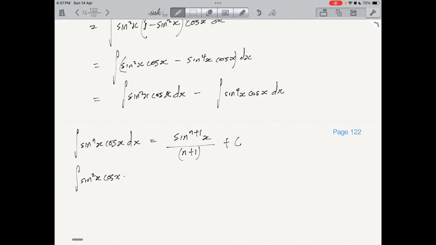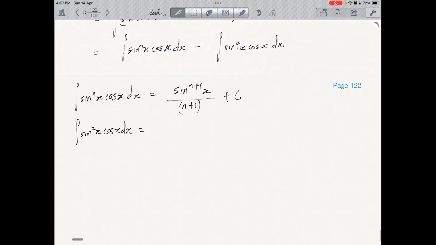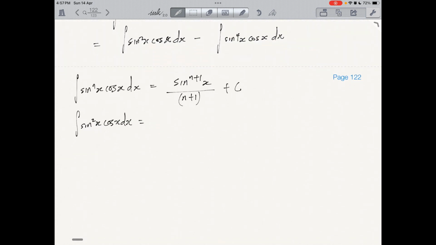Now in this case, we realize that our n is equal to what? 2. And if our n is equal to 2, then our answer will just be sine 2 plus 1 x divided by 2 plus 1 plus c, and this will give us sine raised to power 3x over 3 plus c. You can see how easy it is instead of going through the substitution method.